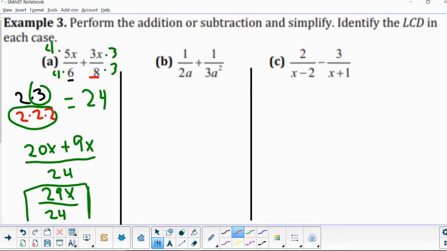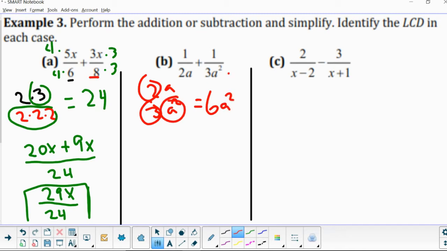All right, so let's try B. So this has got a variable in it. So prime factorization of 2a is 2a. Prime factorization of 3a squared is 3a squared. So our least common denominator is going to be a 1, 2, 1, 3. So 2 times 3 is 6, and then an a squared.